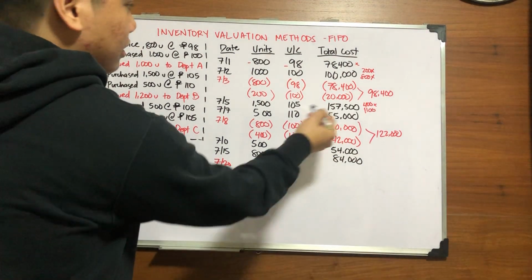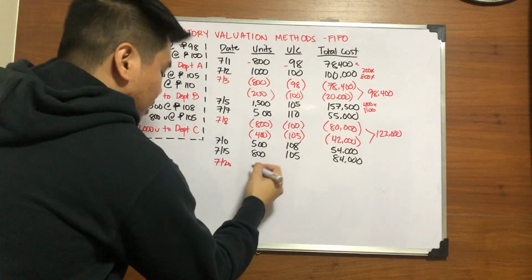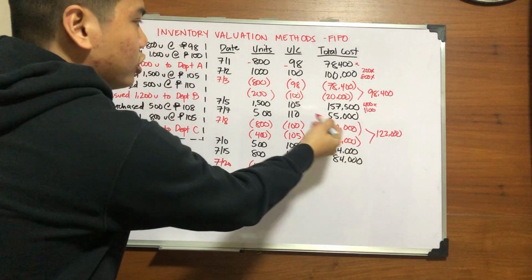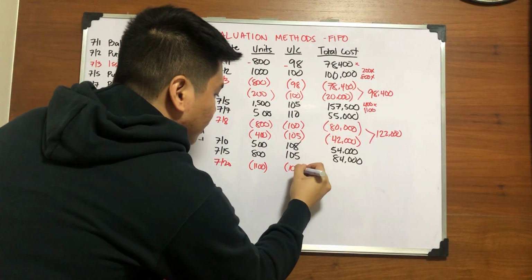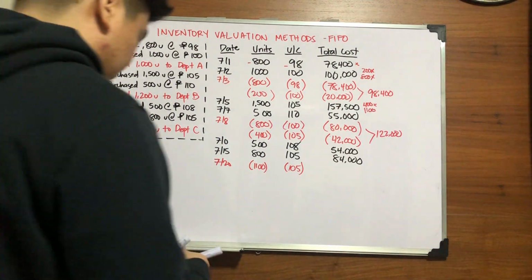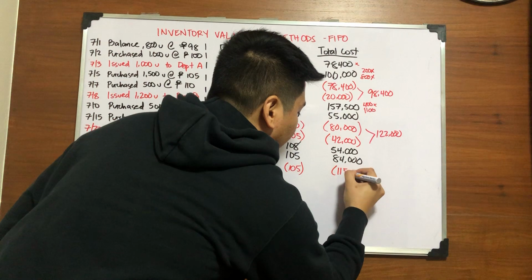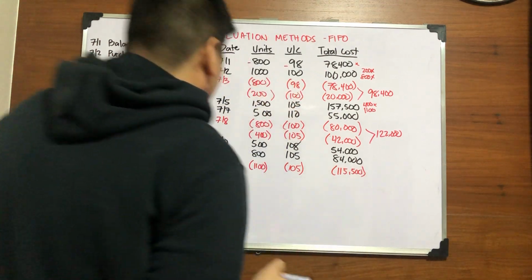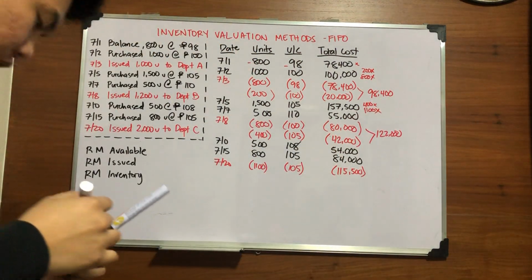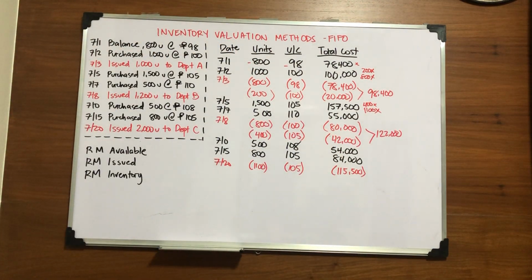So let's get these 1,100 units. Let's get the unit cost of 105. That would give us 1,100 times 105, which is 115,500. Okay? So this July 5 transaction is already emptied out. You still need 900 more, right? In order to satisfy the 2,000 requirement.